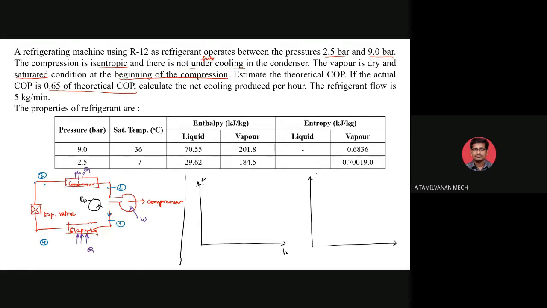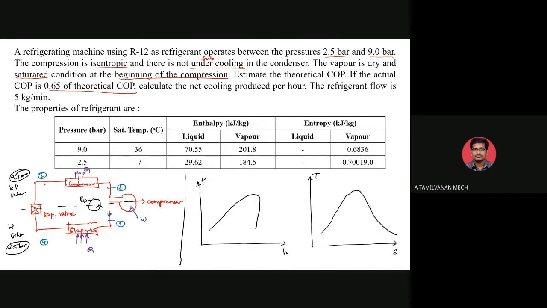These two diagrams are necessary to find out the properties of the system. This area is called the high pressure side, HP side. Below it is the low pressure side. The high pressure side pressure is 9 bar. The low pressure side is 2.5 bar. In the p-h diagram, we have a saturation curve like this. In the T-s diagram, we have a saturation curve like this.